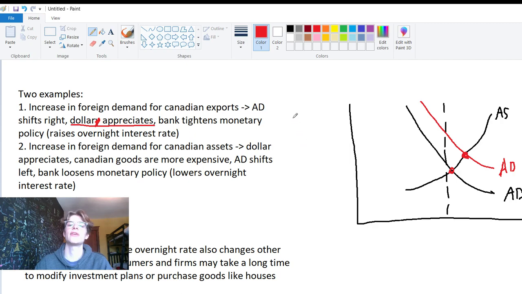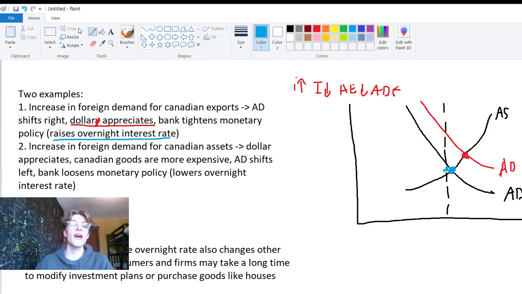They raise the interest rate, because when interest goes up, investment goes down, which makes AE go down, which makes AD go left again, which brings us back to that point here, which is supposed to be more over there, but whatever. And they do that by raising the interest rate. They don't do it by changing the money supply.